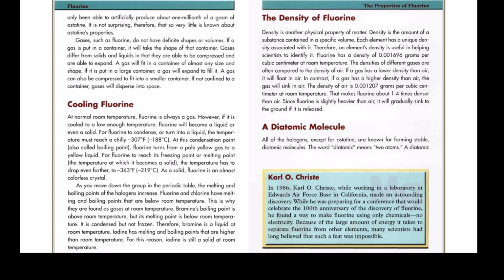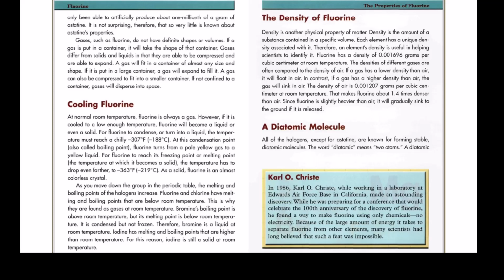The densities of different gases are often compared to the density of air. If a gas has a lower density than air, it will float in air. In contrast, if a gas has a higher density than air, the gas will sink in air. The density of air is 0.001207 grams per cubic centimeter at room temperature. That makes fluorine about 1.4 times denser than air. Since fluorine is slightly heavier than air, it will gradually sink to the ground if it is released.